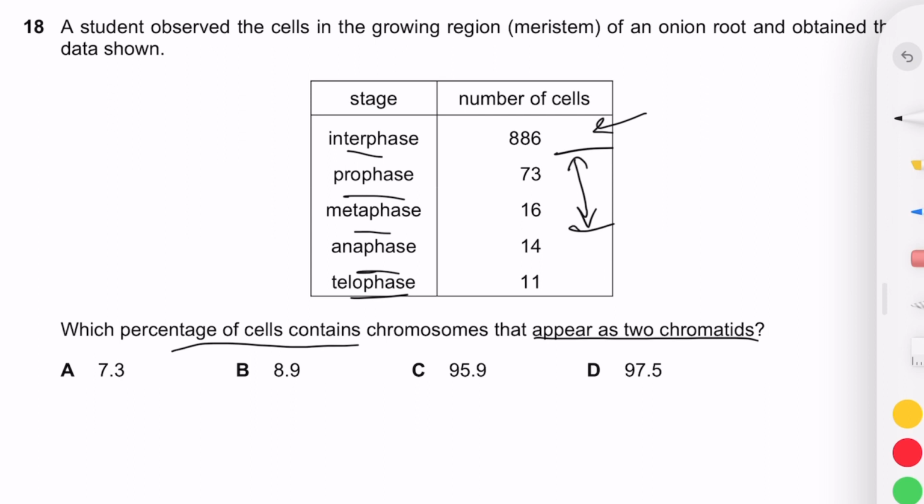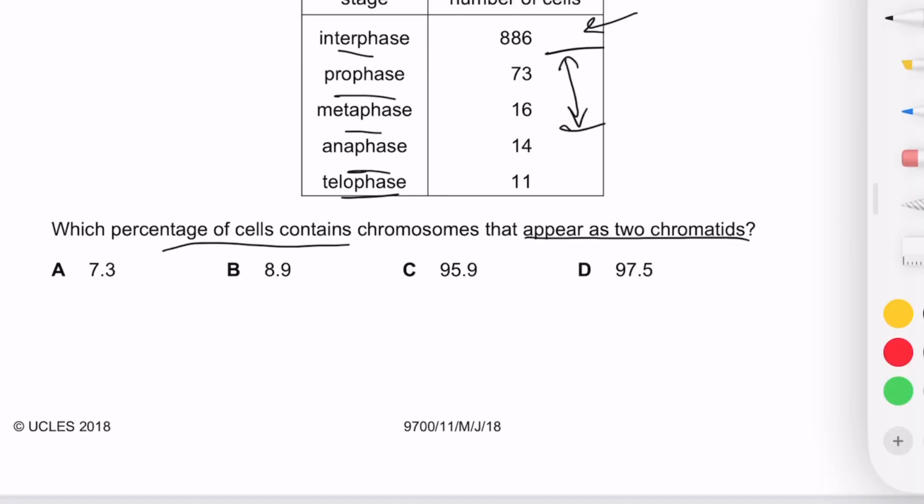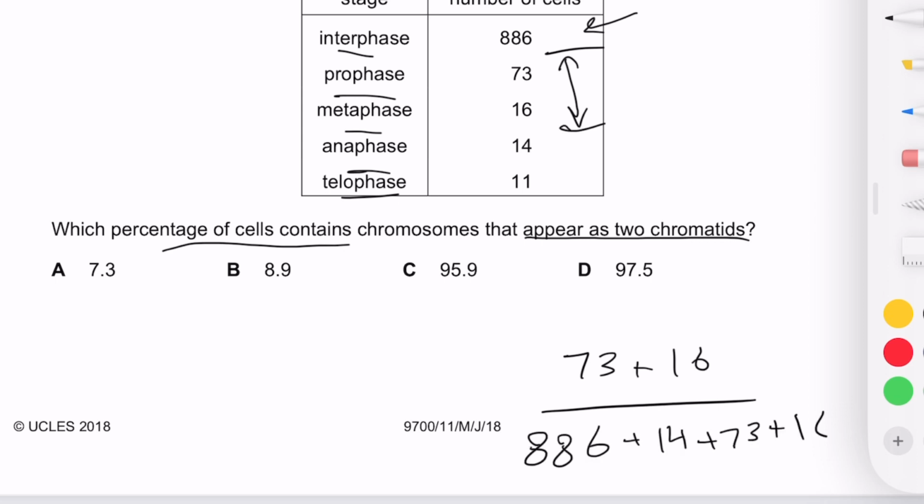So I think we can just calculate it by 73 plus 16, divided by 886 plus 14 plus 73 plus 16 plus 11, times 100. It will be 8.9%, which is B.